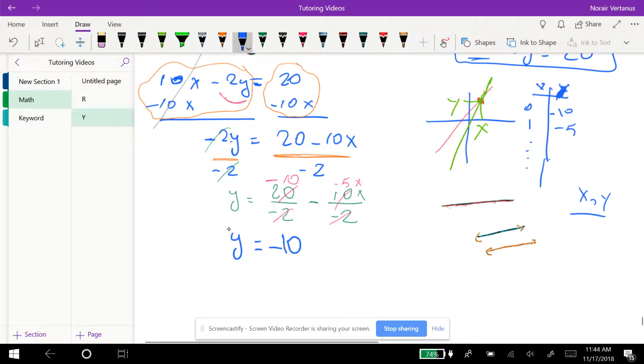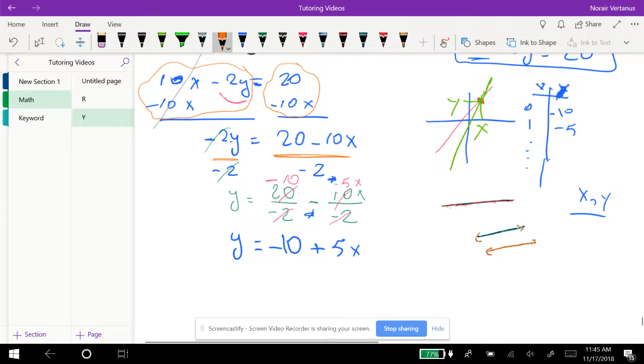So y is equal to -10. Oops, -10 like that. There's one negative here, another negative over there. So I'm talking about this negative and this negative. Two negatives, so negative times negative is positive 5x. See, I don't have a fraction. So that was a good choice to pick.